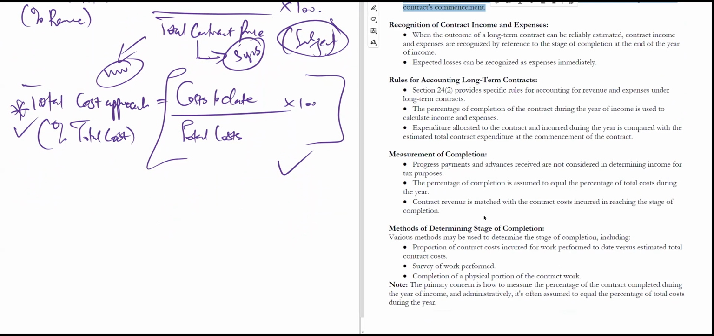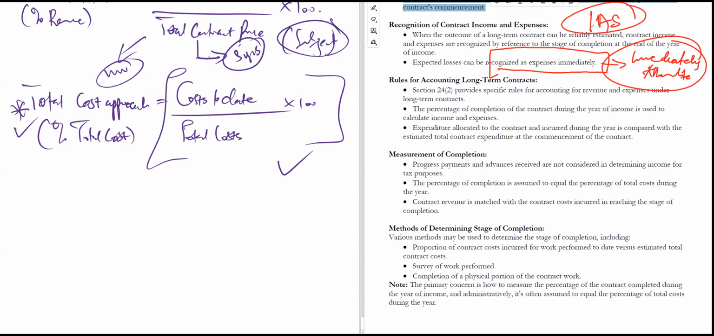And expected losses can be recognized as expenses immediately. So we are saying that if the contract will be a loss-making contract, then the expense that you are going to incur under the contract as the loss, you can allow it immediately as a deduction, right? It is immediately allowable, if after doing that estimation you realize that it's a loss-making contract. Even under IAS, the International Accounting Standards, this is still allowed. It's the same rules under our Section 24. Now, Section 24 provides specific rules for accounting for revenue and expenses under long-term contracts.